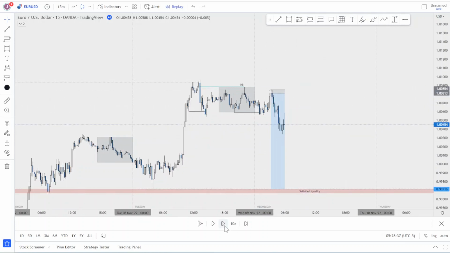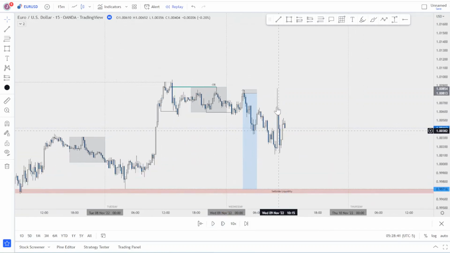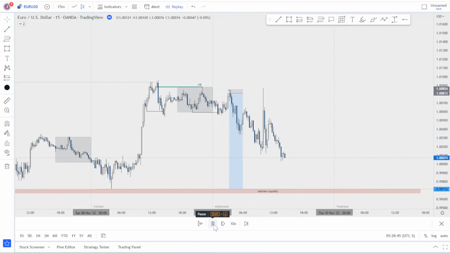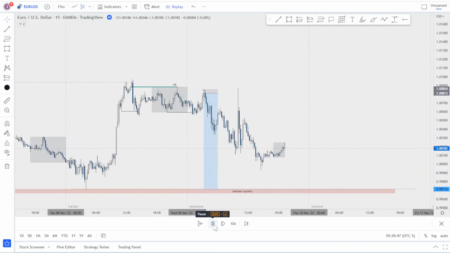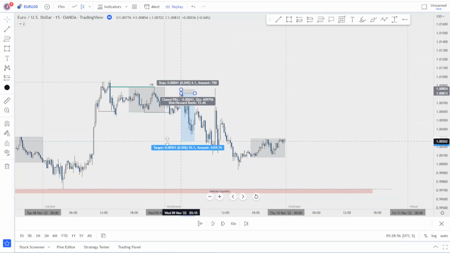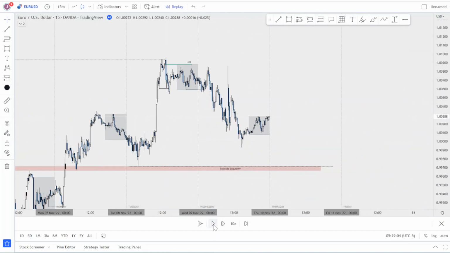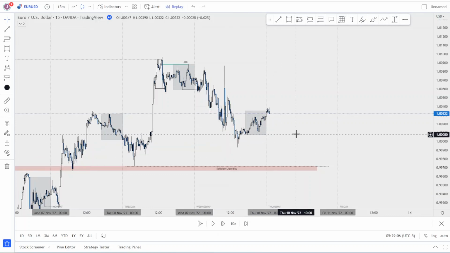On this day, I think it was an election, and what happened, price dropped, and then it came, wicked this out, and then it went for the sell side liquidity. So sometimes there's just nothing you can do. In this situation, you'd be at break even, and you would have been well into profits at this stage, even if you held it till here, 16R, or here, 6.5R. It's a lot.